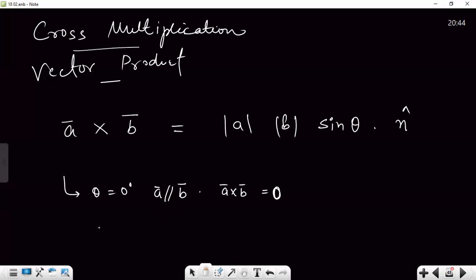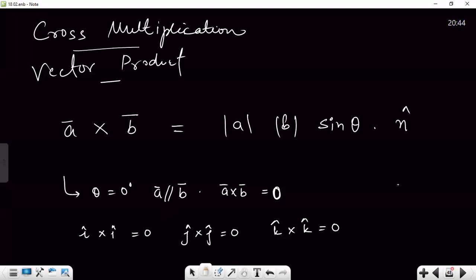So as we know, i and i both are the same vector, so they will be collinear. Hence, if they are collinear, they will be making a 0 degree angle between them. So i cap dot i cap will be 0. Similarly, j cap dot j cap will be 0. k cap cross k cap will be 0.